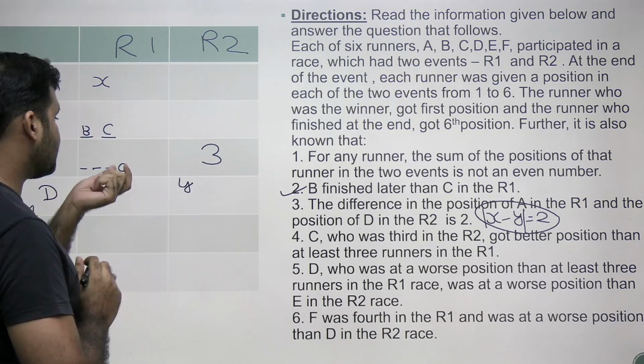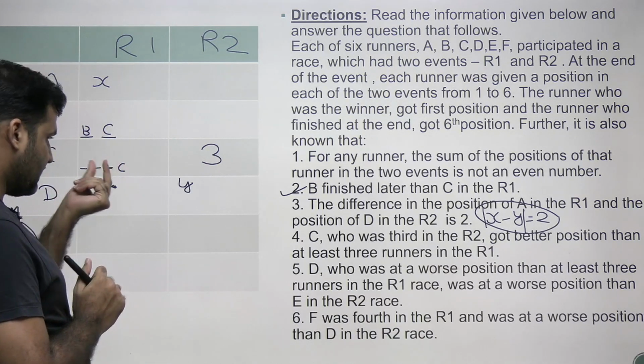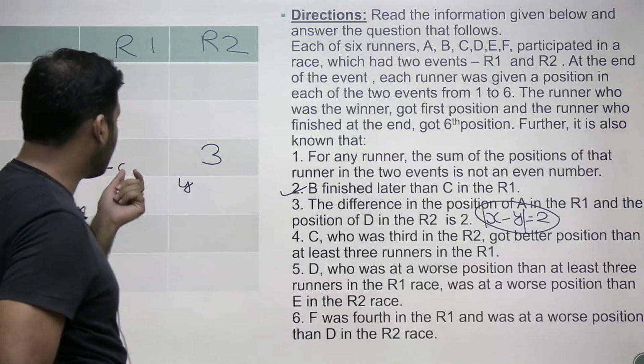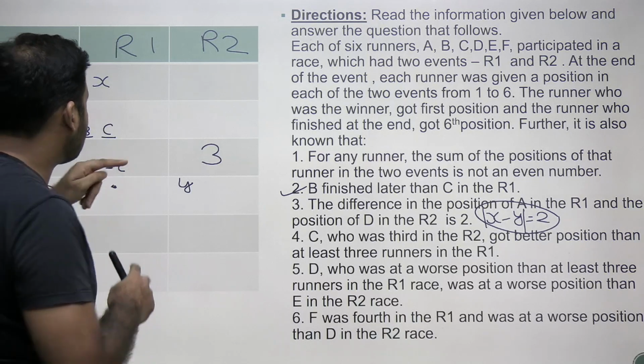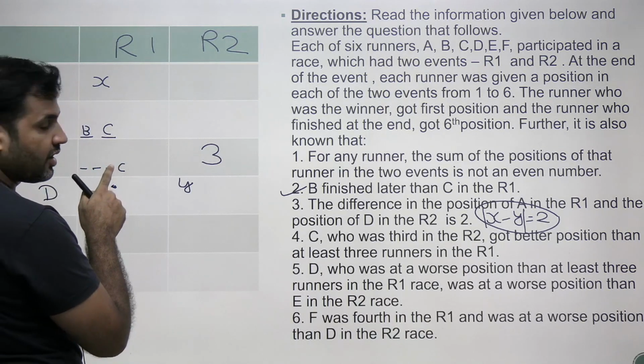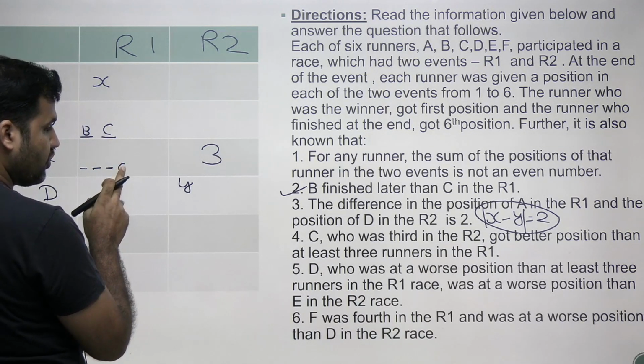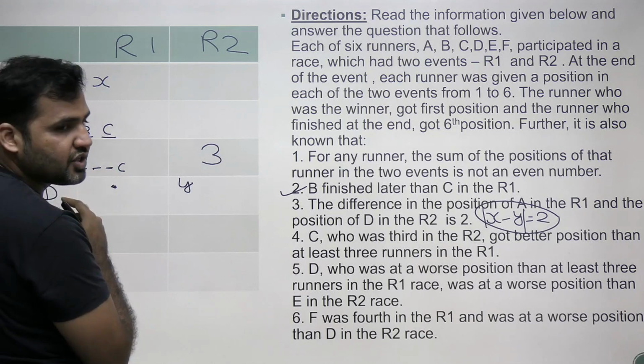Now, when I say that C's rank is better than at least 3 persons, which is the minimum number of people finishing the race after C, can I say the rank of C cannot be 4? Because if I give rank 4 to C, that means 2 people will be finishing after C.